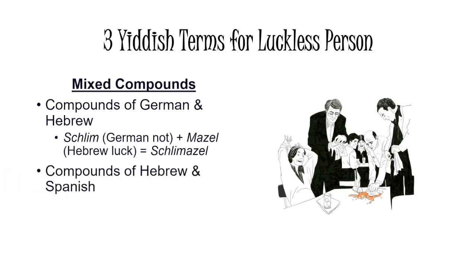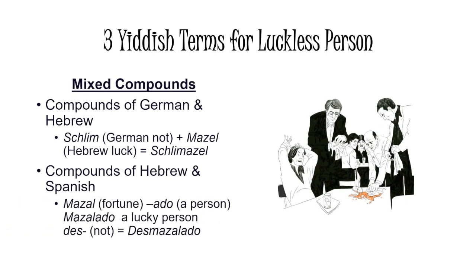We find that same kind of compound exactly in Ladino. We have mazal, fortune. We have ado, which is a person. A mazalado is a lucky person. But for an unlucky person, we add the prefix des, meaning not, and it becomes desmazalado. A desmazalado and a schlemazel are very much the same kind of character. They are luckless.